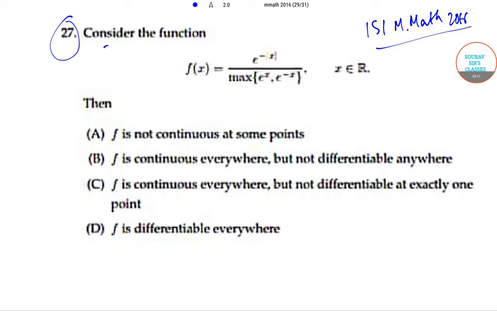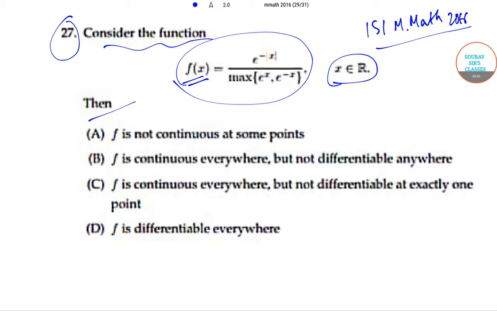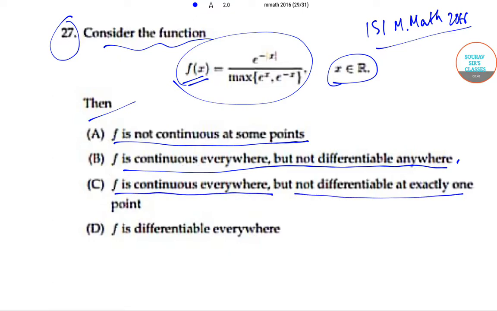In question number 27, it has been said that the function f(x) is defined by e to the power minus mod of x upon max of e^x, e^(-x), where x belongs to the real number set. In that case, option A: f is not continuous at some points. Option B: f is continuous everywhere but not differentiable anywhere. The third option is f is continuous everywhere but not differentiable at exactly one point. And the fourth option is f is differentiable everywhere.